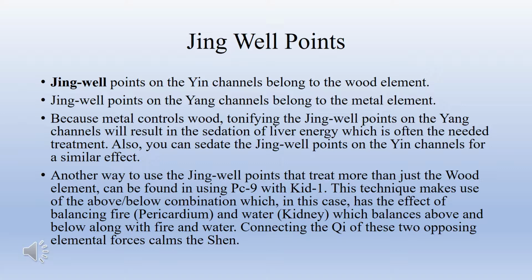Another way to use Jing well points is to treat more than just the wood element. It can be found using PC9 with kidney 1. This technique makes use of the above and below combination, which in this case has the effect of balancing fire, the pericardium, and water, the kidney, which balances above and below along with fire and water. Connecting the qi of these two opposing elements calms the shen.